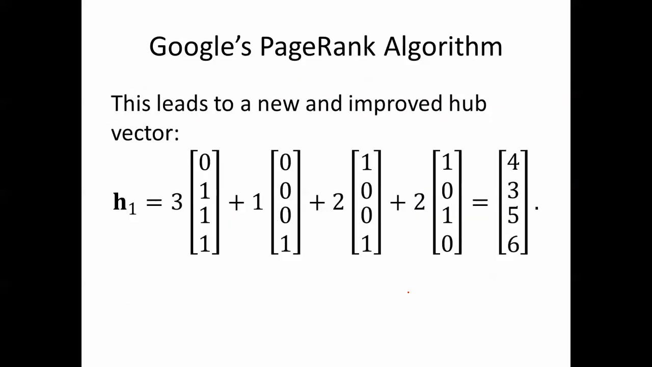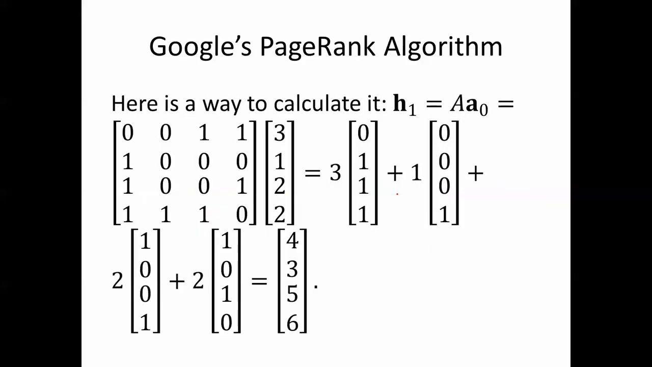So again, this is our new hub vector, and it depends, because site 1 has the greatest authority, that one gets a weight of 3, this has a weight of 1, this has a weight of 1, this has a weight of 2. So we have this weighted, new and improved hub vector, 4, 3, 5, 6. And actually, here's the way you can calculate it. This is our matrix A, and this is our A0, so it's just a matter of multiplying A and A0. And we end up with 4, 3, 5, 6.